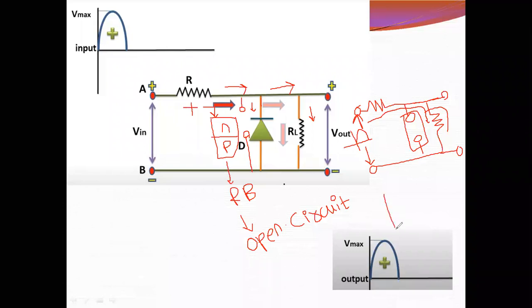Here, if you apply the positive half, the diode becomes open circuit. Irrespective of the diode being in the open condition, there will be one more path here across the load resistance, and the circuit is not in a state of open.